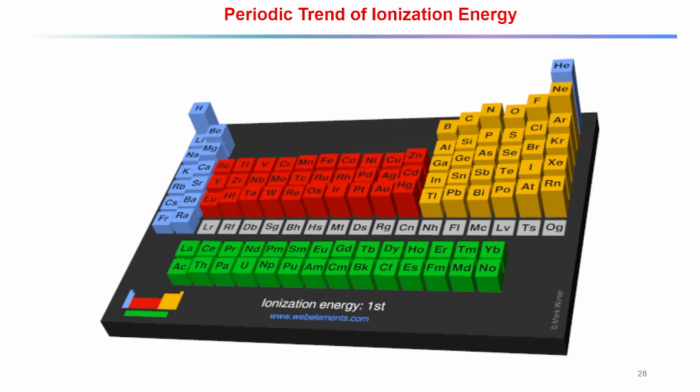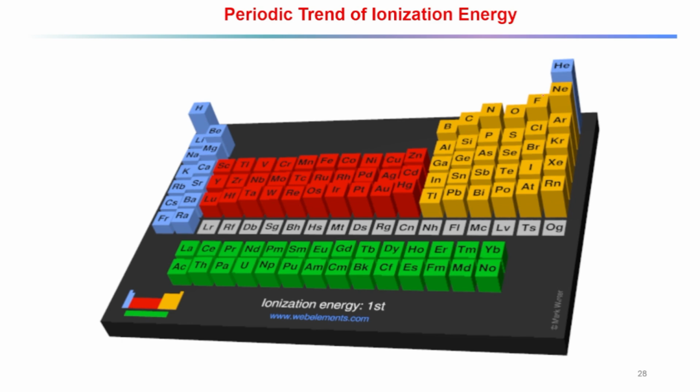Now let's see this 3D periodic table of ionization energy for your easier visualization. Now you can see from left to right, the ionization energy is increasing. Even if you consider only the p block elements, from left to right, the ionization energy is increasing. And from top to bottom, the ionization energy is decreasing. So actually from bottom to top, the ionization energy is increasing. So this corner has the most ionization energy.